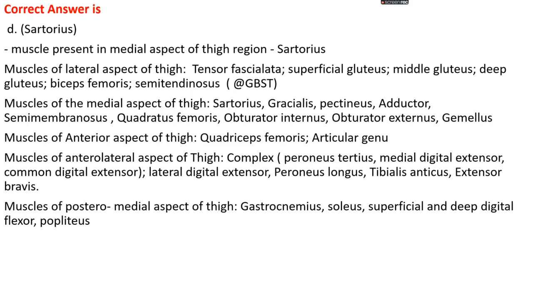Muscles of the anterior aspect of the thigh are quadriceps femoris and articularis genu. Muscles of the anterolateral aspect are the complex that includes peroneus tertius, medial digital extensor, common digital extensor, lateral digital extensor, peroneus longus, tibialis anterior, and extensor brevis. Muscles of the posteromedial aspect are gastrocnemius, soleus, superficial and deep digital flexors, and popliteus.